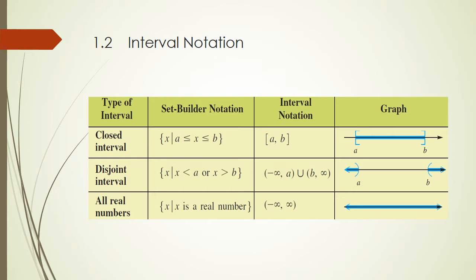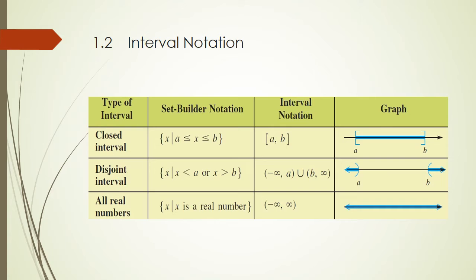A disjoint interval would be when you have two intervals that are going away from each other instead of towards each other. So here we have x is less than a or x is greater than b. The reason for the or is that you can't be in both of those conditions at the same time. But when you put those two together, your answer is contained somewhere in there.